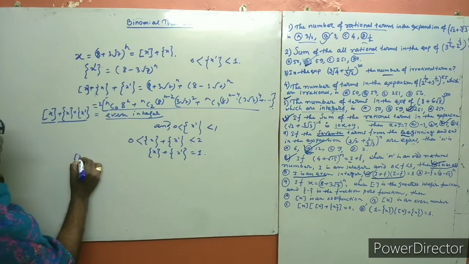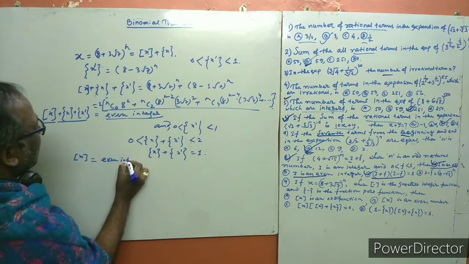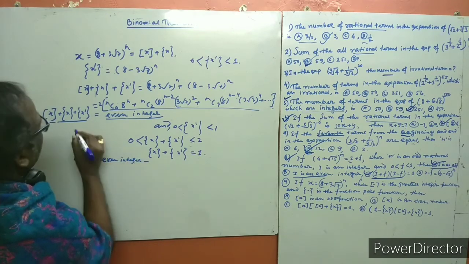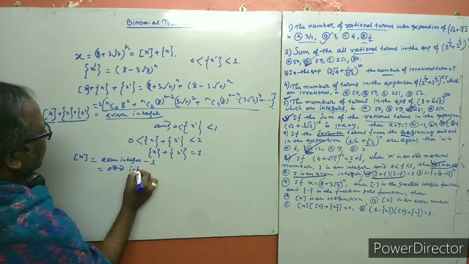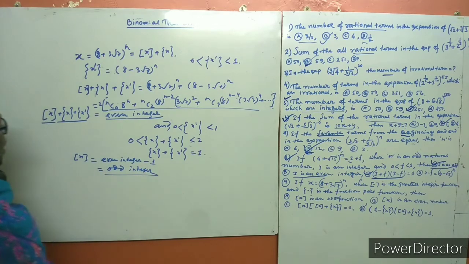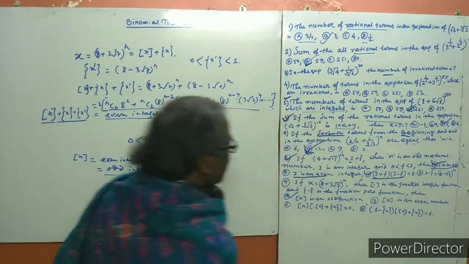Therefore box x is equal to an even integer minus 1, and that is an odd integer. This is an odd integer, so it is proved. The question is proved.